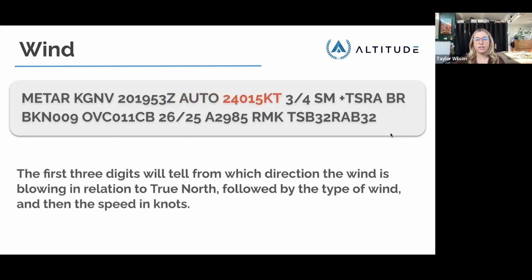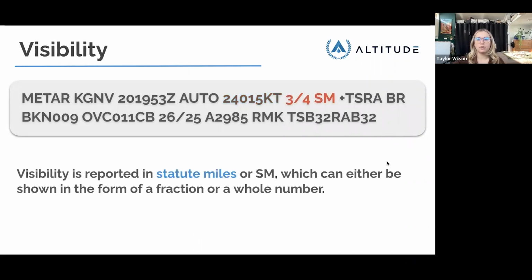Then we have our wind direction and velocity. So the first 3 digits will tell you the direction that the wind is blowing in relation to true north. So this is 240, followed by the velocity, which for this example is 15 knots. And we'll go through quite a few examples too, so you guys can see how it's written in a few different scenarios. Followed by that, we have our visibility.